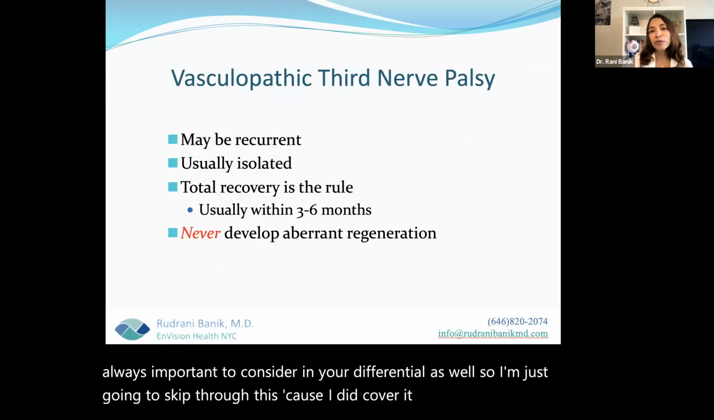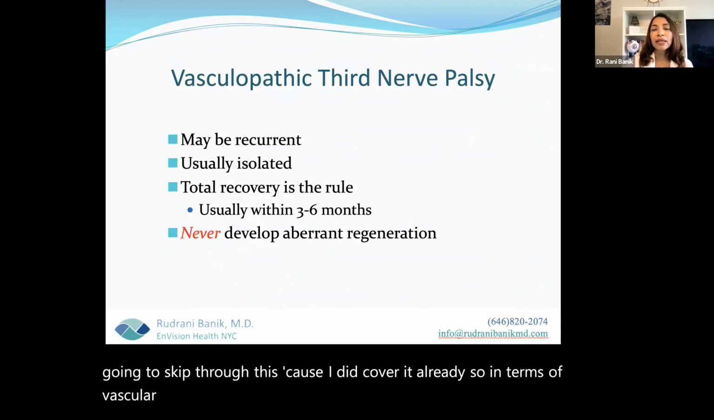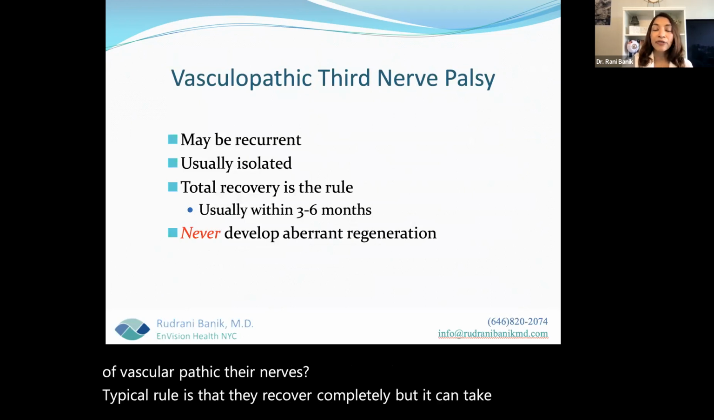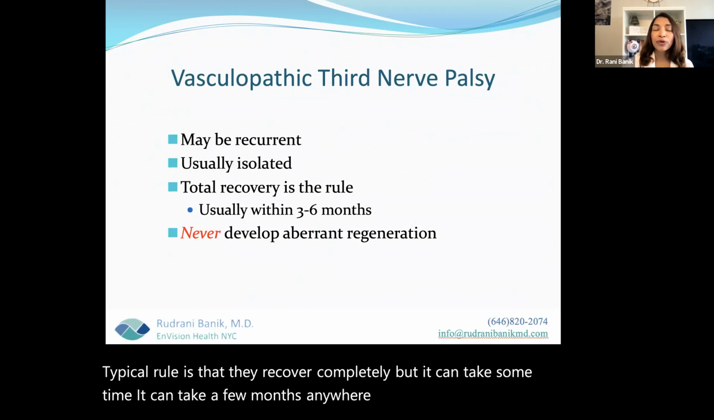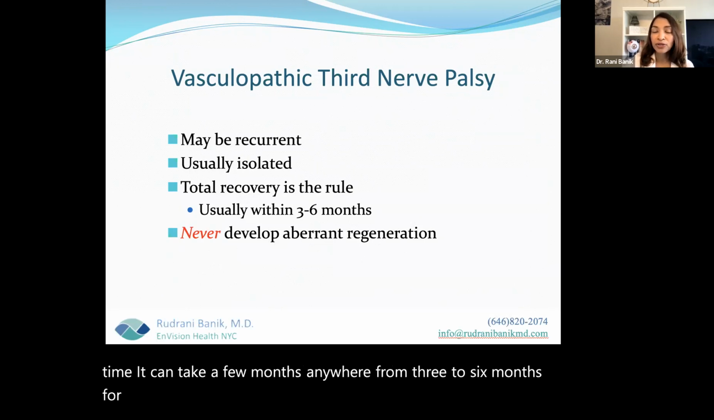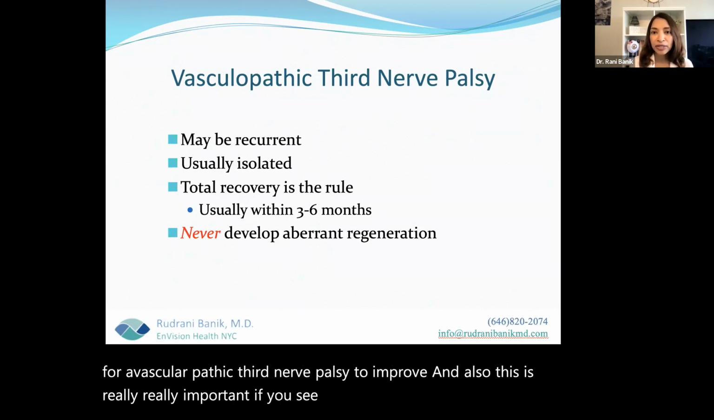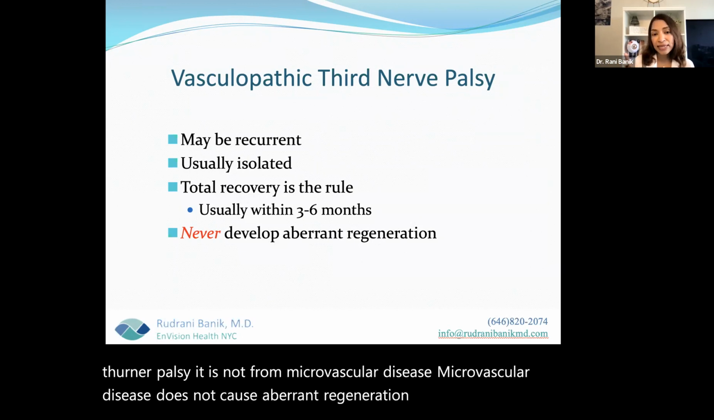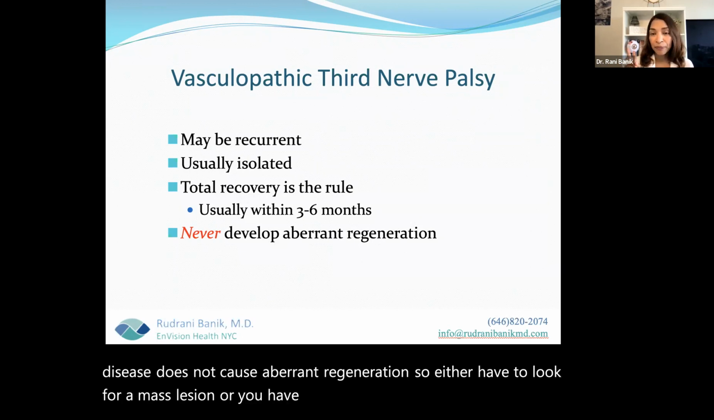So in terms of vasculopathic third nerves, the typical rule is that they recover completely, but it can take some time. It can take a few months, anywhere from 3 to 6 months, for a vasculopathic third nerve palsy to improve. And also, this is really, really important. If you see aberrant regeneration with a third nerve palsy, it is not from microvascular disease. Microvascular disease does not cause aberrant regeneration. So you either have to look for a mass lesion or it could be traumatic. So keep that in mind.